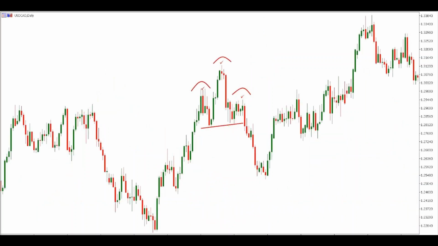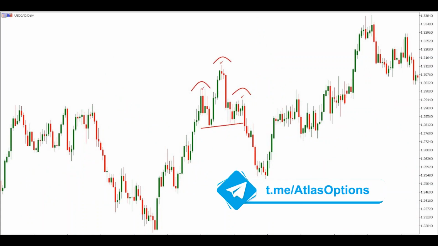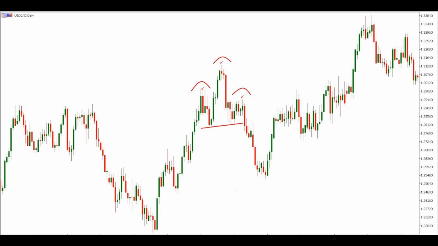The pattern is completed by a neckline, which is drawn by connecting the lows of the two shoulders, and acts as a support level. When the price of the asset breaks below the neckline, it is considered a confirmation of the head and shoulders pattern, and signals a potential sell signal for traders.